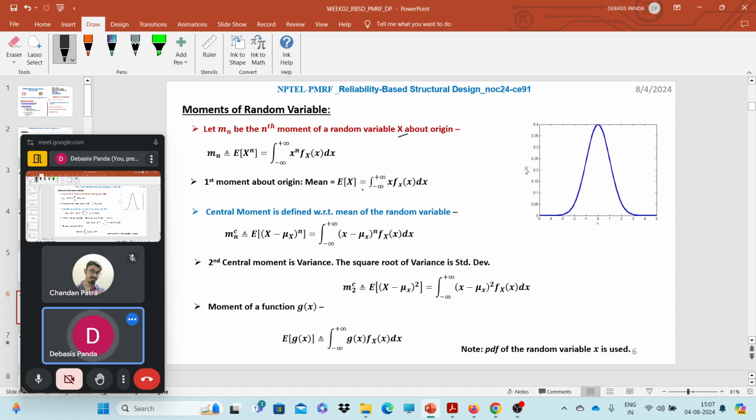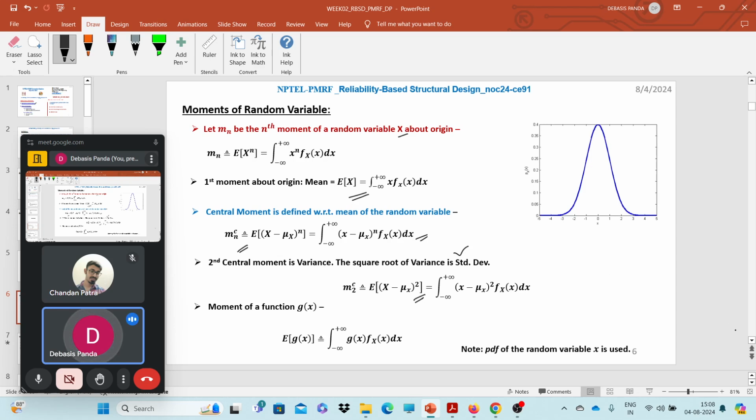The first moment about origin is nothing but the mean of the random variable. We have also seen that moments can be defined with respect to the mean, and then we call them central moments. The nth central moment of a continuous random variable is defined as the expectation of (x minus mu) to the power n, that means how much the data is dispersed from the mean value. So these are the moments of a continuous random variable about its mean. The first central moment is always zero, and the second central moment we call variance. The square root of variance is the standard deviation.